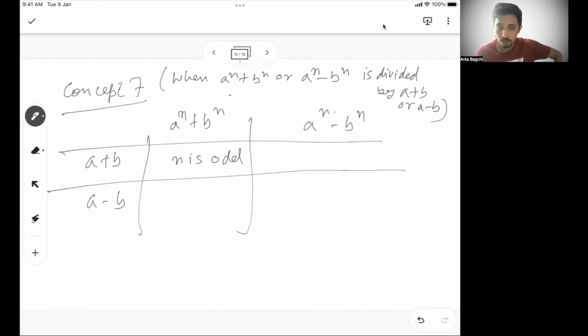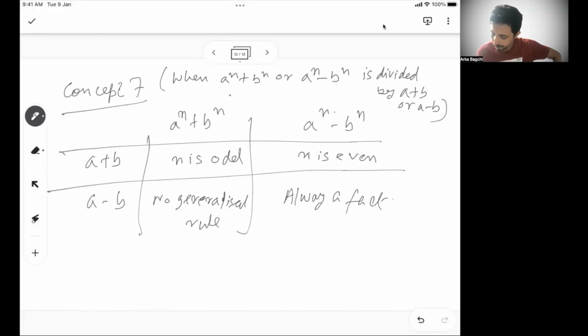A to the power n minus b to the power n will be divisible by a plus b when n is even. A to the power n plus b to the power n divided by a minus b, there is no generalized rule, and it is always a factor. So a to the power n minus b to the power n will always be divided by a minus b. So this is the rule of divisibility. So you can think of a divisibility.